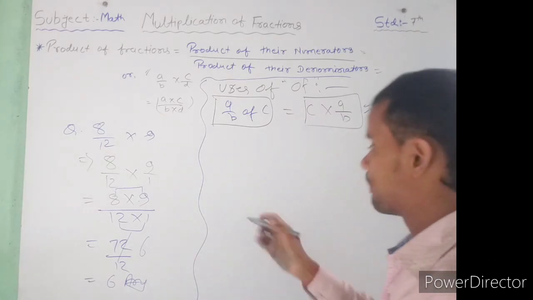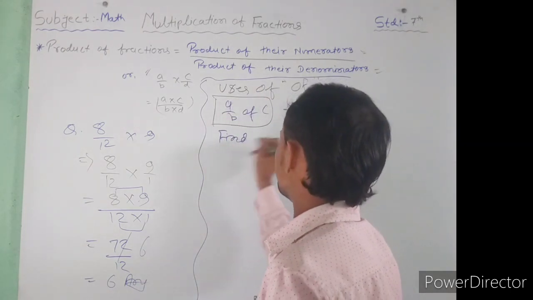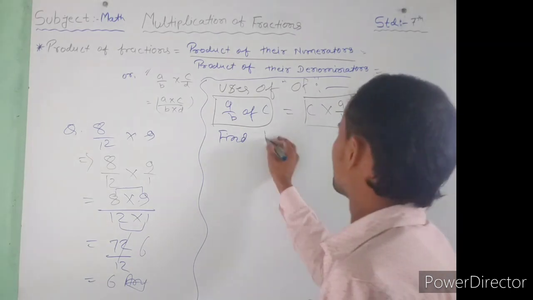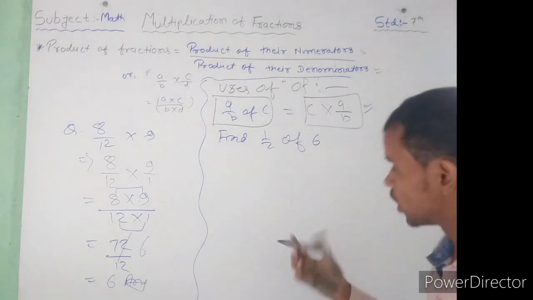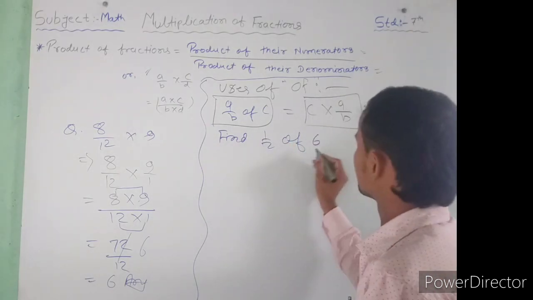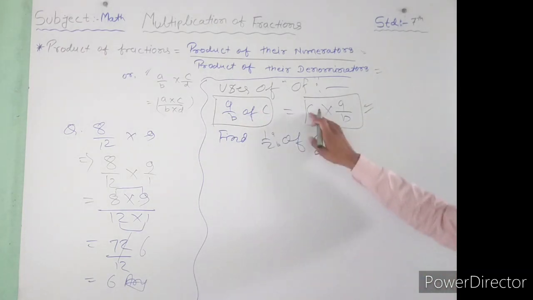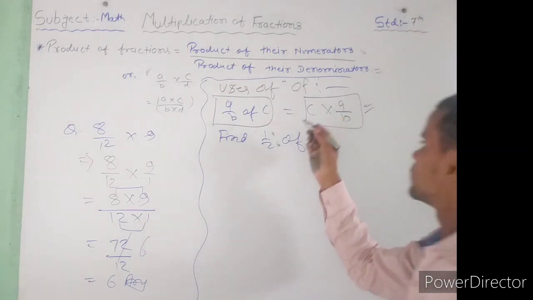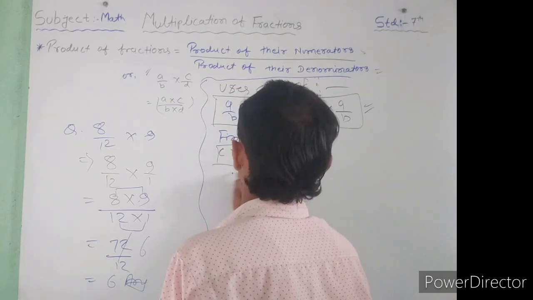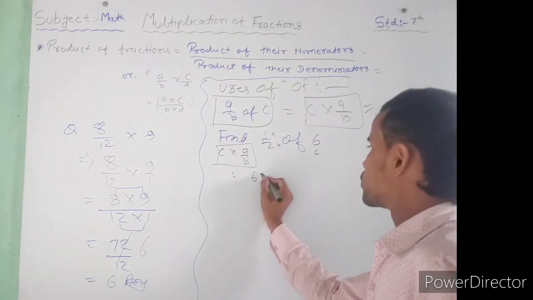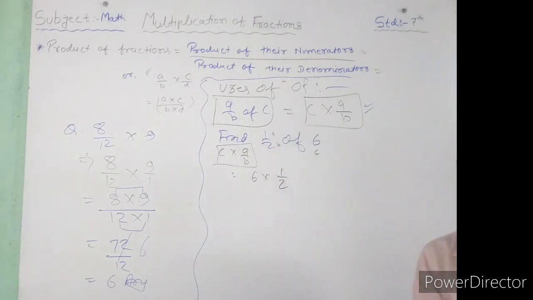Just like one example here: find 1 by 2 of 6. Here you know that's c, that's a, and that's b. So that's the question form. And what is your solution form? The solution form is c into a by b. So c is equal to 6, a is equal to 1, and b is equal to 2.